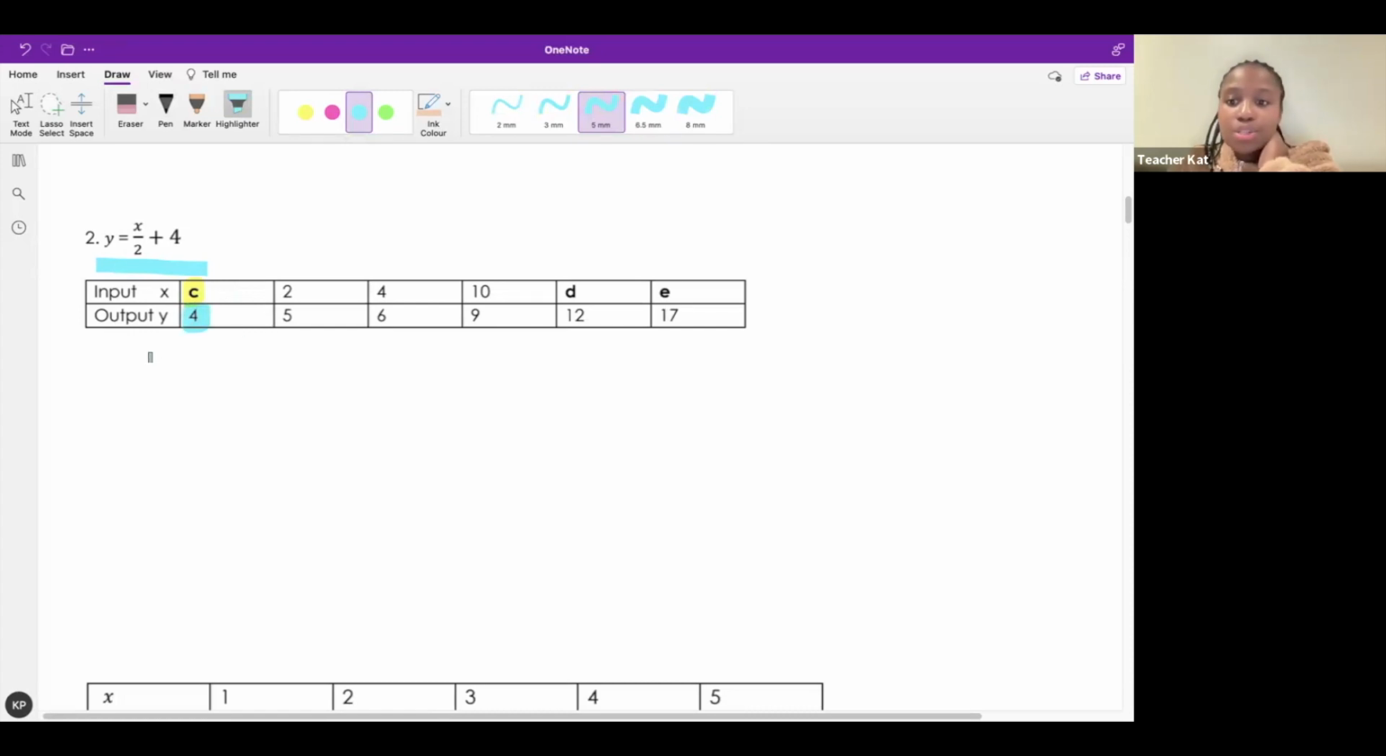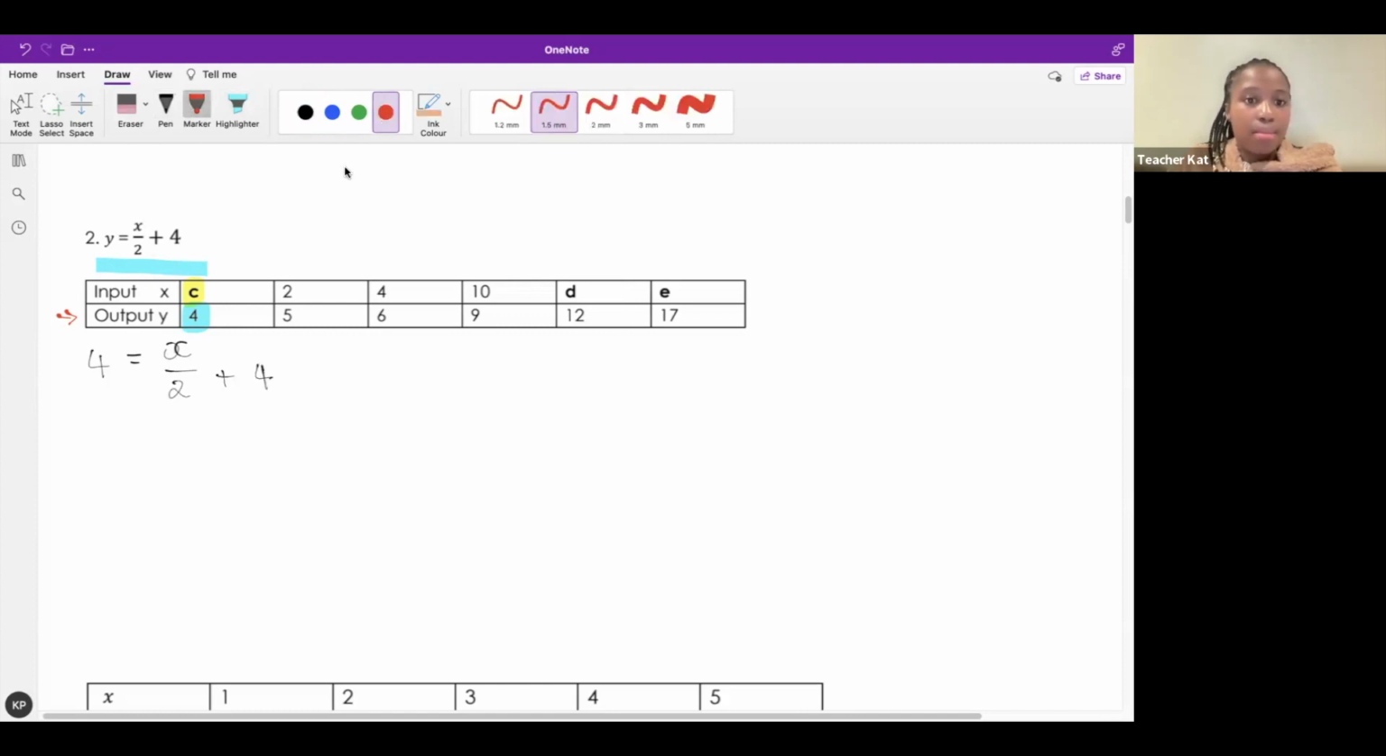Will I substitute it at my X or will I substitute it at Y? Look where 4 is. Nice, Wade. It is an output, so we substitute it at Y. So here I will say 4 is equal to X divided by 2 plus 4.